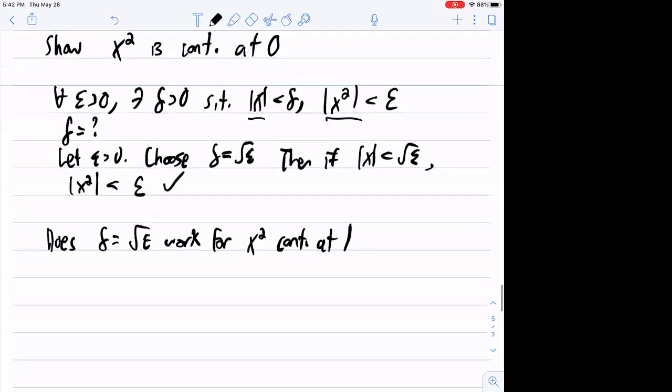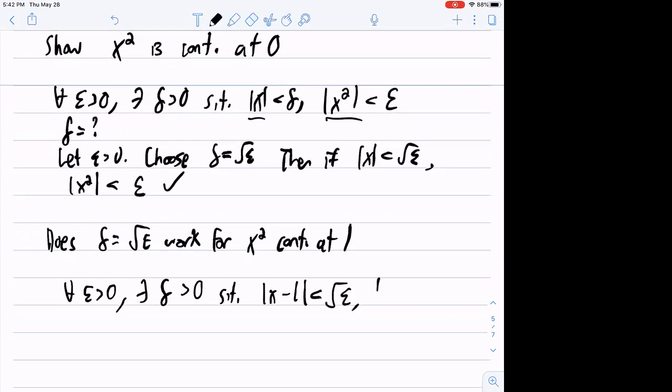So to show it's continuous at 1, I need to show for all epsilon bigger than 0, there exists delta bigger than 0, such that if absolute value of x minus 1 is less than delta, then x squared minus 1 is less than epsilon. So in my case, I need to check, does root epsilon work, right? So this is the question. If I shift my point, does the same delta work? Does anyone have an answer for this?